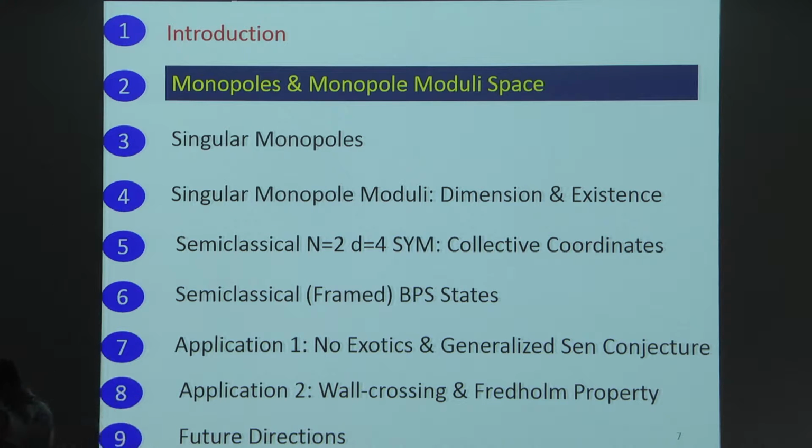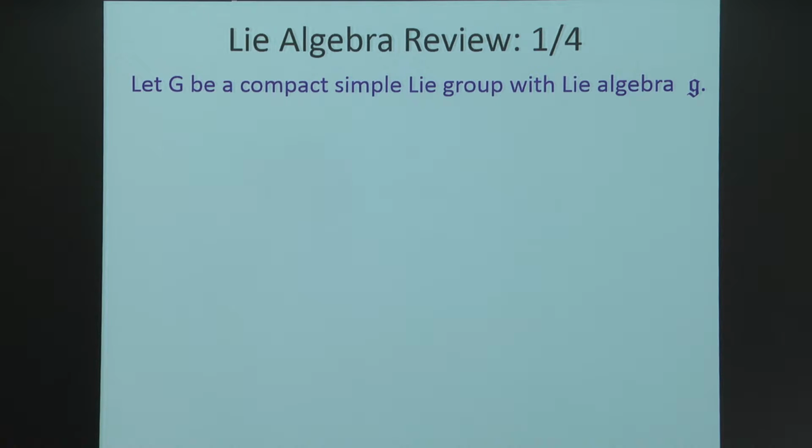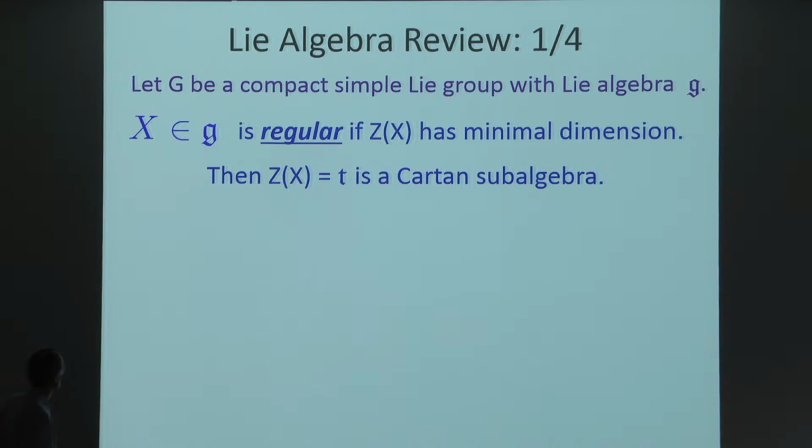Of course, it's the morning after the banquet with daylight savings time into the bargain, so I thought I better start slow with a little Lie algebra review. So let G be a compact, simple Lie group with Lie algebra little g. Then we say an element X in the Lie algebra is regular if the centralizer of X has minimal dimension, in which case it serves as a Cartan subalgebra.